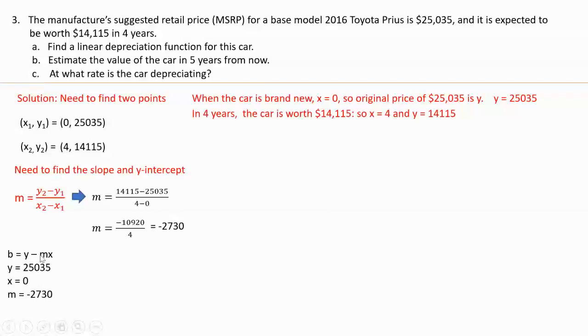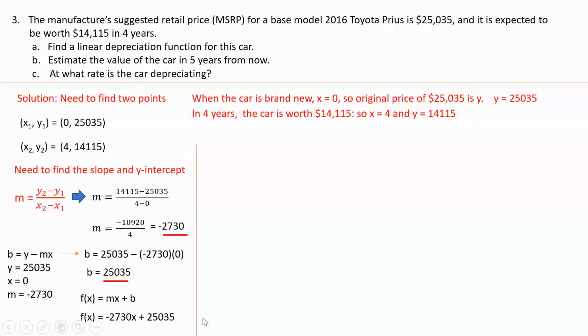Now I need to find my b. b is equal to y minus mx. So you always use the point that's easier for you. In my opinion, the first one is easier because it has a 0. So my y is 25,035, my x is 0, and my slope is negative 2,730. So let's plug it in. Here's my y, minus my slope, my m, times the x. So b is equal to 25,035. Now here's my function. There's my slope, there's my b, plug them in, and this is the equation that we're looking for. This is part A.